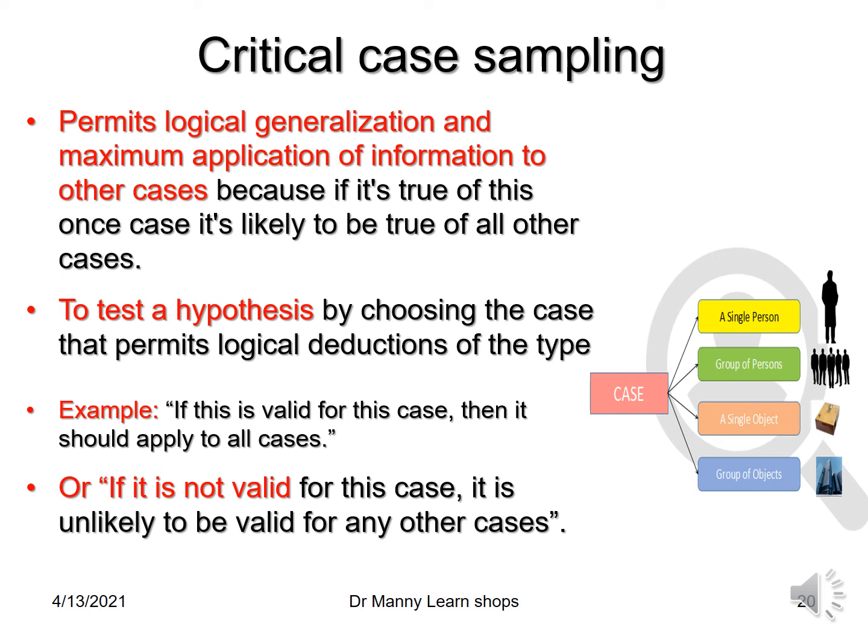So for example, if this is valid in this case, then it should apply to all other cases. So for example, you may be doing research in relation to alcohol or drug abuse in one area or one case, then it may apply to other villages or areas that are similar. Or, having said that, if it's not valid for this case, then it could be unlikely to be valid for other cases.